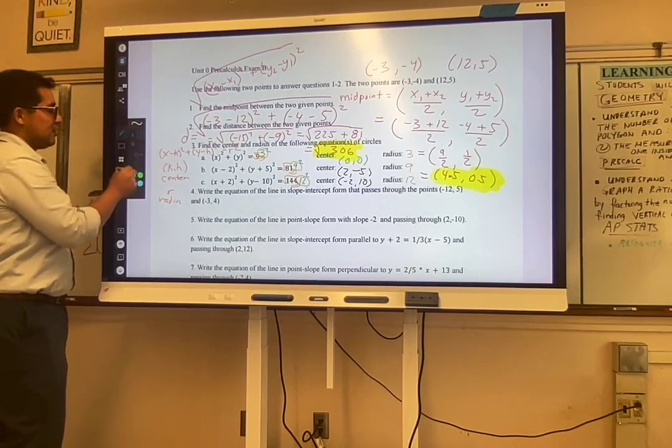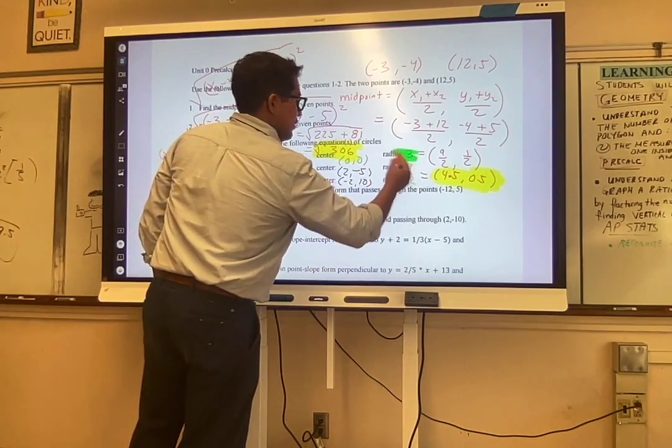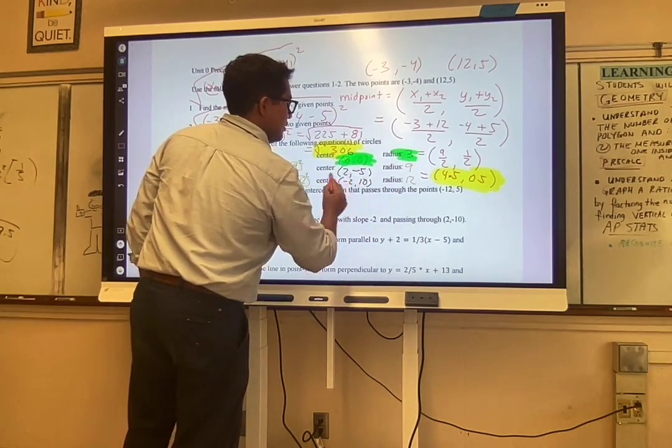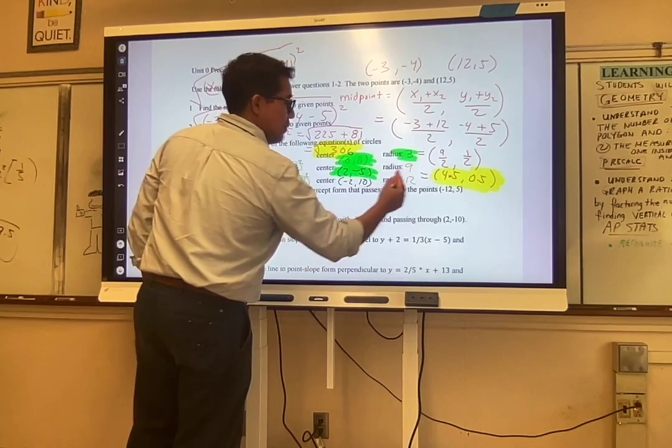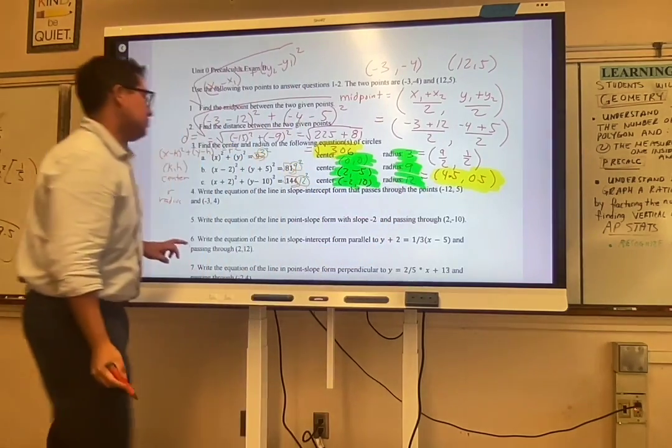Let me highlight those there for you viewers at home. Radius of 3, center 0, 0. Center 2, comma, minus 5, radius 9. And negative 2, comma, 10, radius 12, okay?